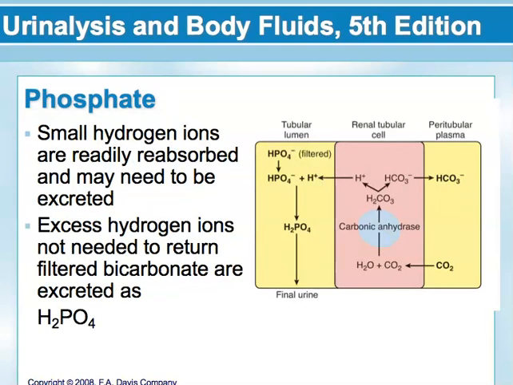Then with phosphate, hydrogen ions are small and easily reabsorbed, so the actual excretion of excess hydrogen ions also depends on tubular secretion. So the secreted hydrogen ions combine with a filtered phosphate ion instead of the bicarb ion, and it's then excreted rather than reabsorbed.